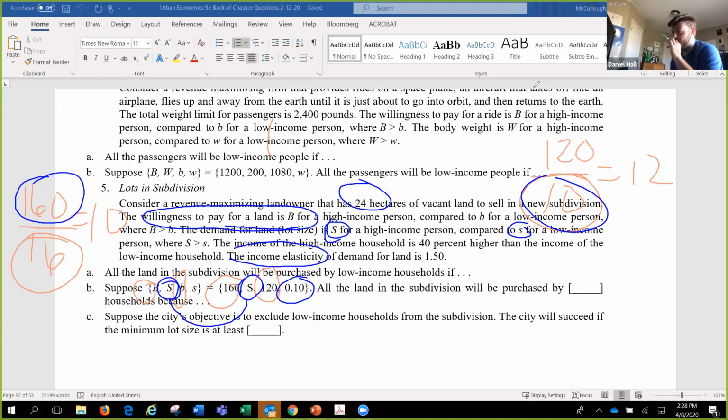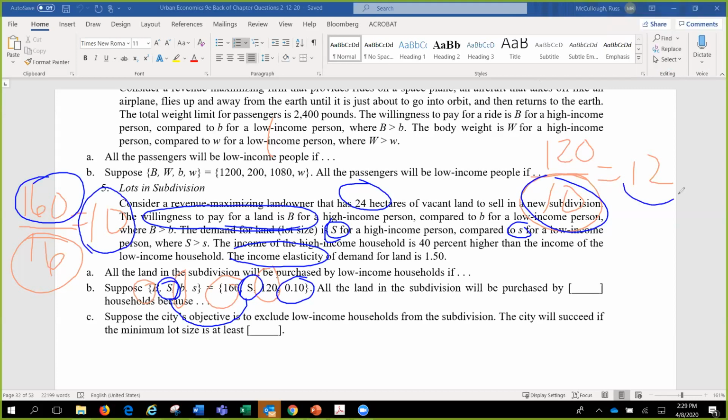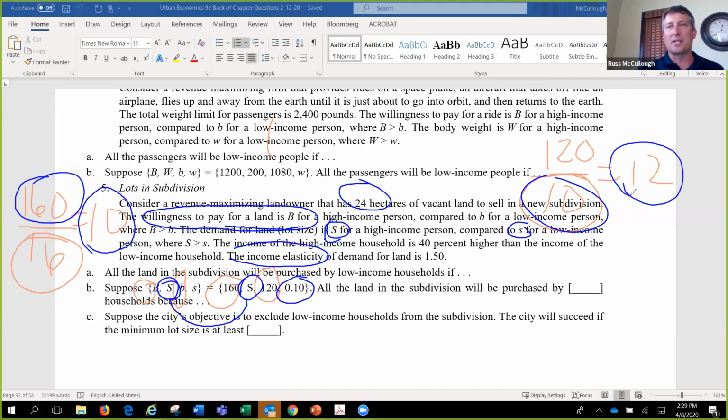Is that right? Yeah, that's definitely what we're looking for. I just want somebody to tell me how this is mathing out. So all of the land will be purchased by somebody because why? The answer key gives us an answer of big B over big H, 10, and big B. But if we pretend we don't have the answer key, I'm wondering how they came up with that.